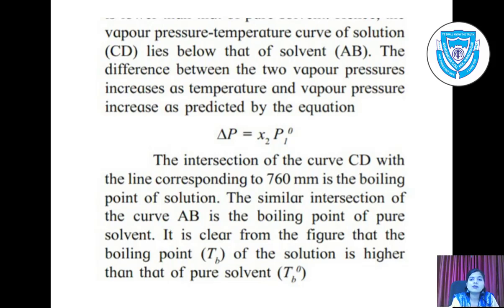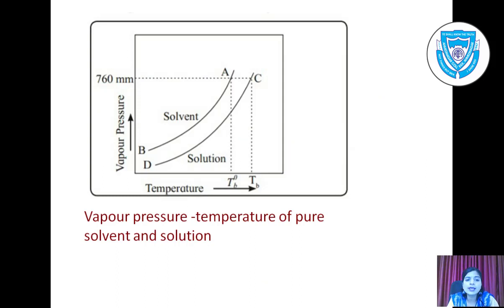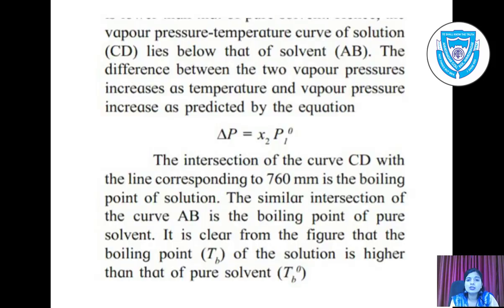The same case, as you can see over here, the vapor pressure temperature curves of the solution, you can relate it. CD always lies below that of the solvent AB. I'll show you the figure back. The vapor pressure temperature curve of the solvent is always above the vapor pressure temperature curve of the solution. Next, you can see the difference between the vapor pressures increases as temperature increases, as predicted by this equation.